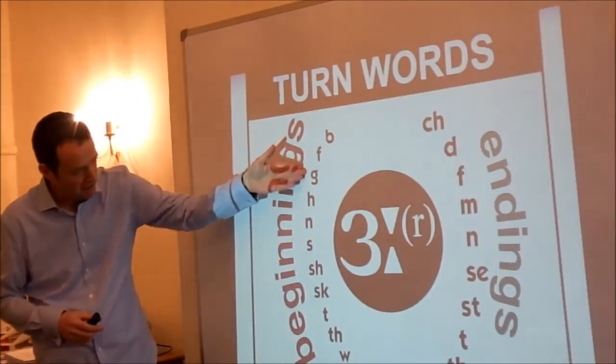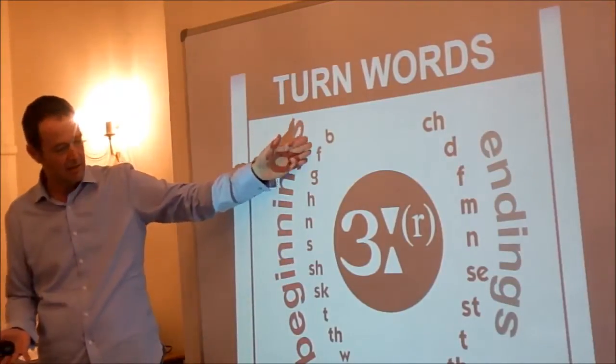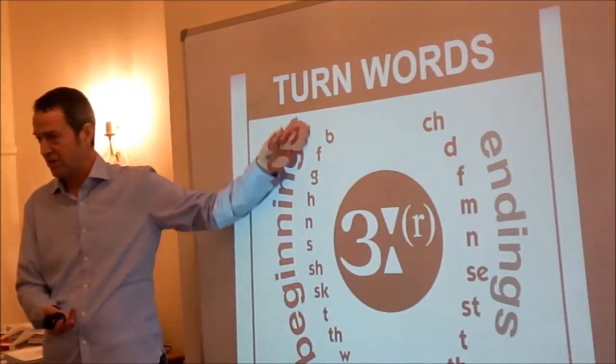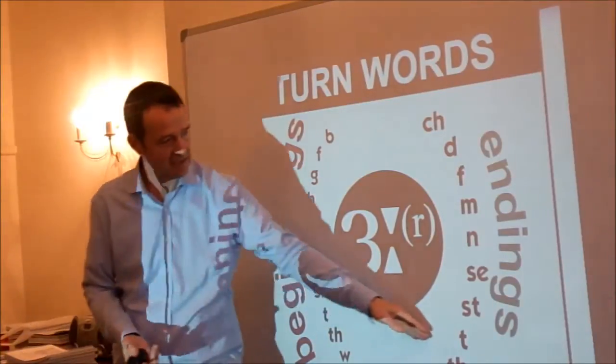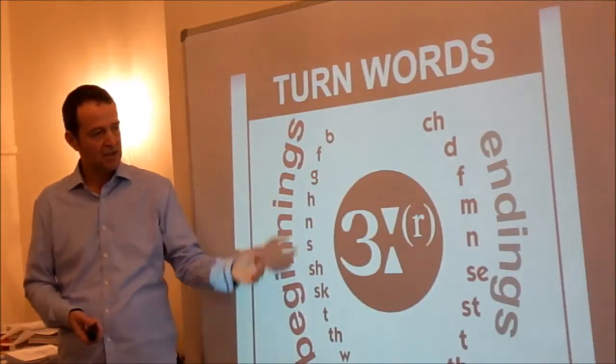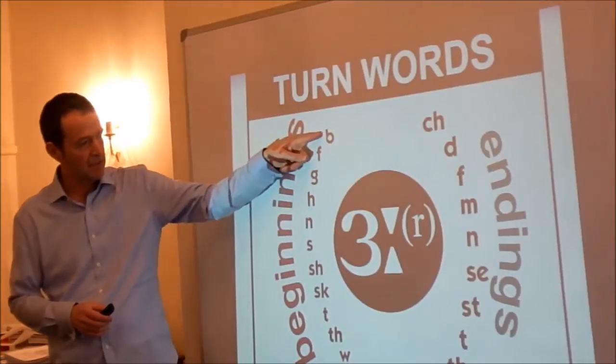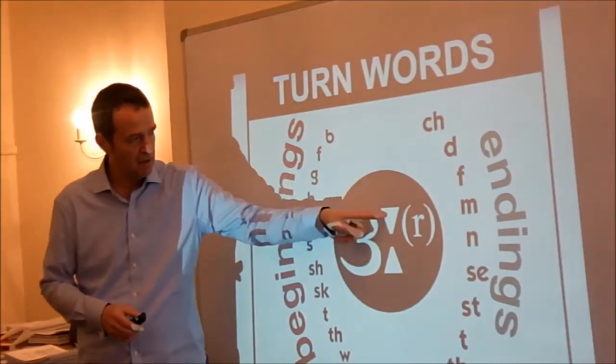And then put a selection of consonant beginnings. These are not in phonetics, these are just normal spellings, and endings. And then ask your student to find words and write them down. Like this, for example, bird.